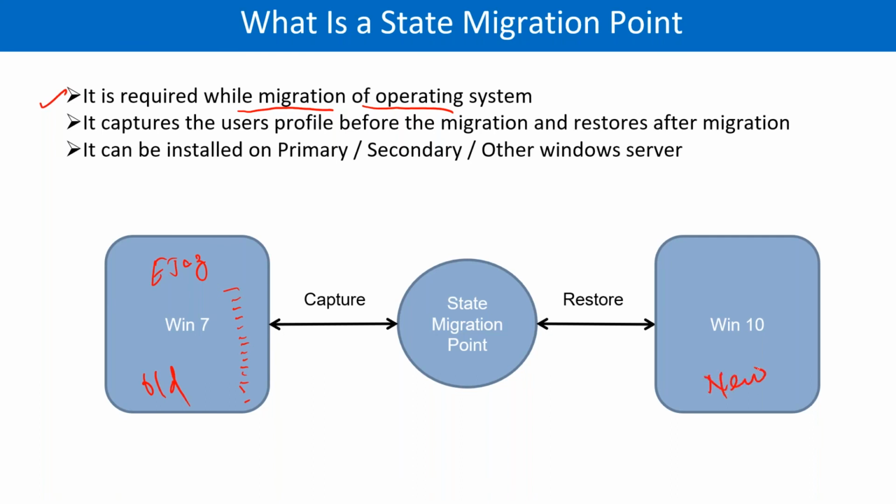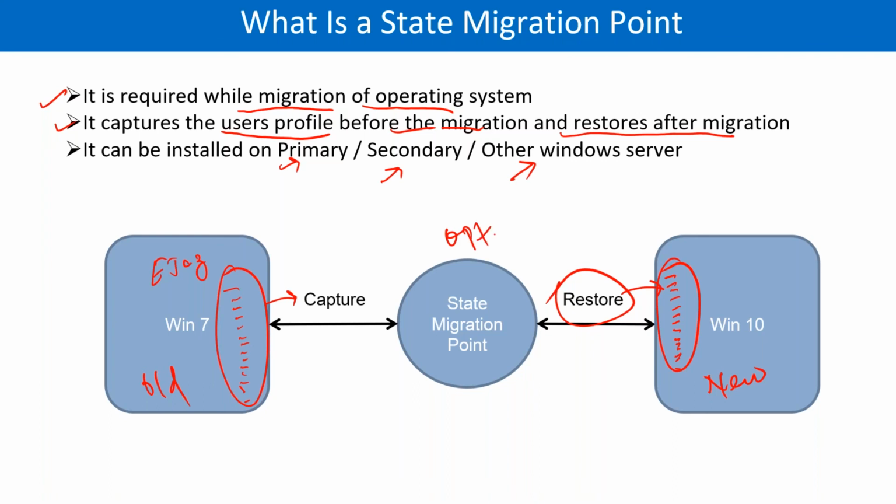So before we format this machine, we will capture this data. Once the migration is done, once he gets the new machine, we will restore all the data we had on Windows 7. So Ejaz will not lose any data. Understood? It will only capture the user profile, not the system profile, guys. It captures the user profile before the migration and restores it after the migration. It can be installed on a primary site, secondary site, or any other Windows server. It is an optional role.